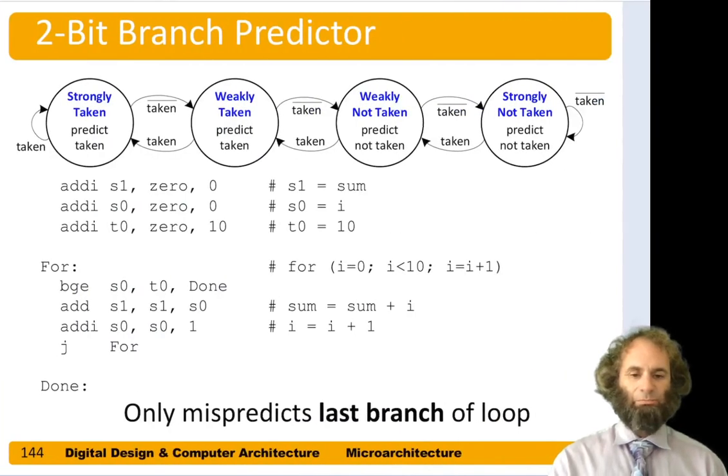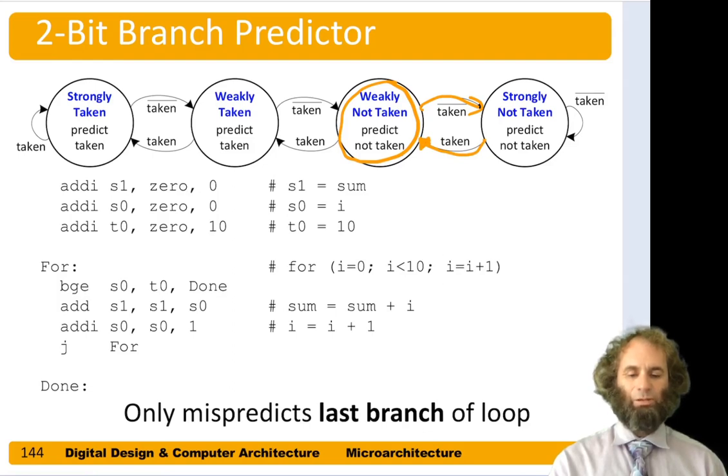In a 2-bit branch predictor, we could have a state machine like this that would say start out in maybe this weakly not taken state, and when we don't take the branch over and over, we move into this strongly not taken state, and we predict to not take the branch. Then when we get to the last iteration of the loop, we do take the branch, so that brings us back into this weakly not taken state, where we still predict the next time to not take it.